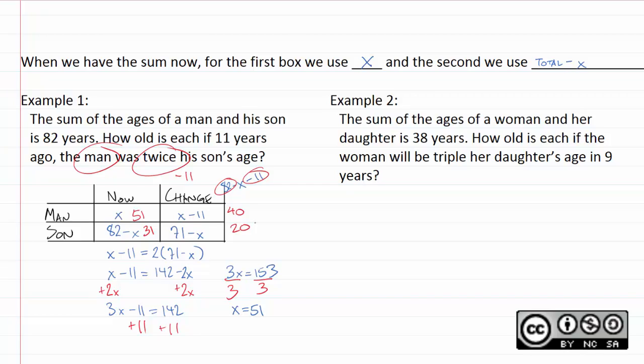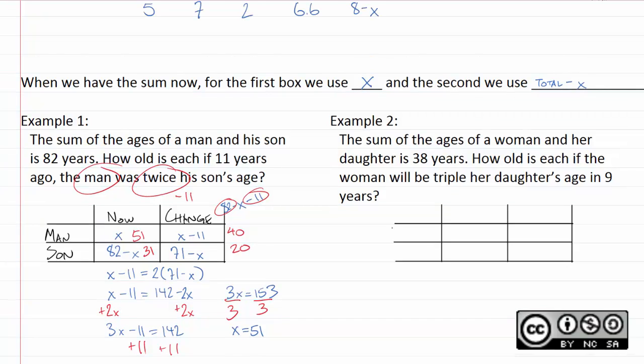The sum of the ages of a woman and her daughter is 38 years. How old is each if the woman will be triple her daughter's age in 9 years? Again, we'll begin with a table. Same idea as before. Now we're looking at a woman and her daughter. And again, we're looking at the present time, and now we're looking 9 years into the future.